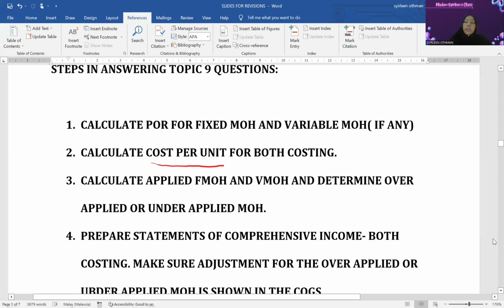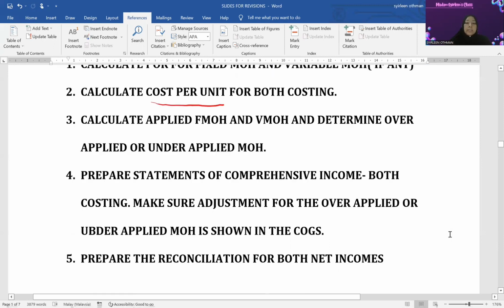And then only we can start off with the preparation of the statement of comprehensive income for both costings. So we must make sure the adjustments for the over applied and under applied are shown in the COGS section before you are able to calculate your gross profit. Once you are done with the statements, you'll see a difference between the net profit in the marginal costing statement and the net profit in the absorption costing statement.